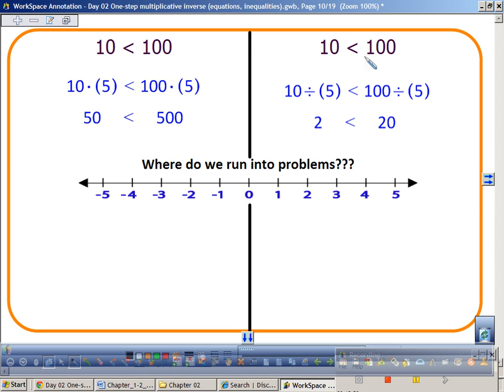The same goes with division. 10 is less than 100. If I divide both sides of my equation by 5, 10 divided by 5 is 2. 100 divided by 5 is 20. Is 2 less than 20? Yes.